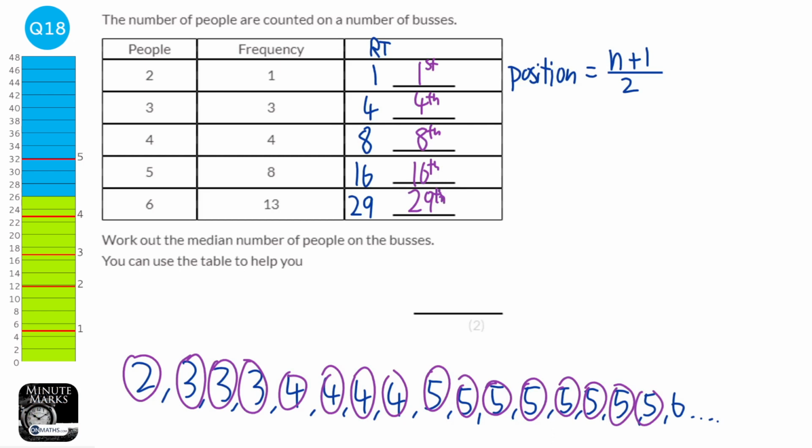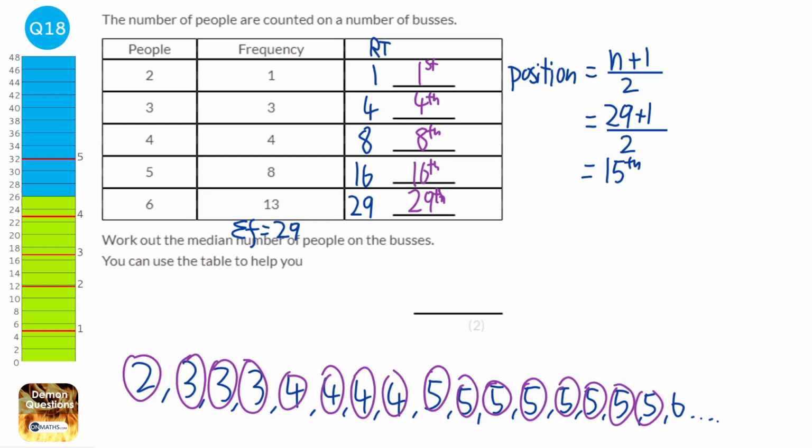And we do that by adding up the frequency. So we're just going to add up all of the frequency together, and we find out that there's 29 numbers altogether. So 1 plus 3 plus 4 plus 8 plus 13. So using our formula, which is 29 plus 1 divided by 2. 29 plus 1 is 30, divided by 2 is 15. So we're looking for the 15th number.